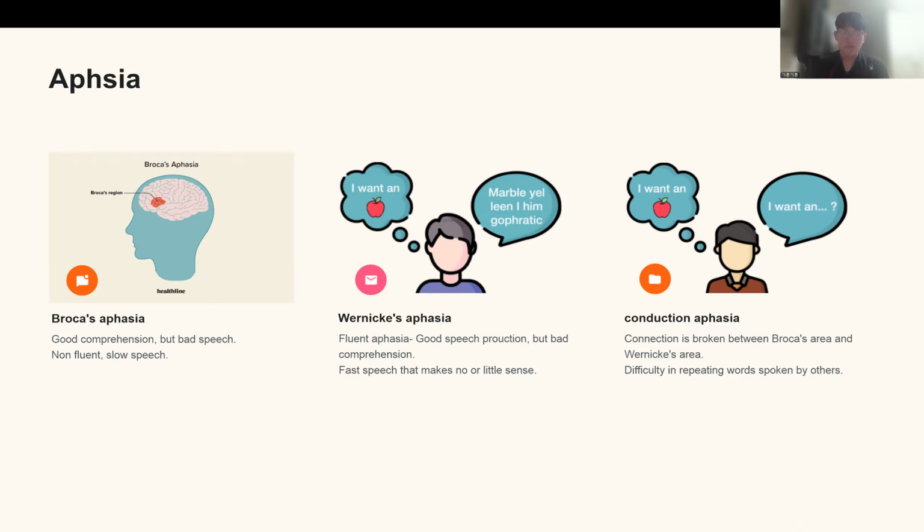The patients who suffer this disease are good at speaking, but bad at comprehension. And when you hear Wernicke's aphasia patients speak, it would be like, "I was walking on the street, no, blah, blah, blah, obey to something, blah, blah, blah. I want some apple and blah, blah, blah."